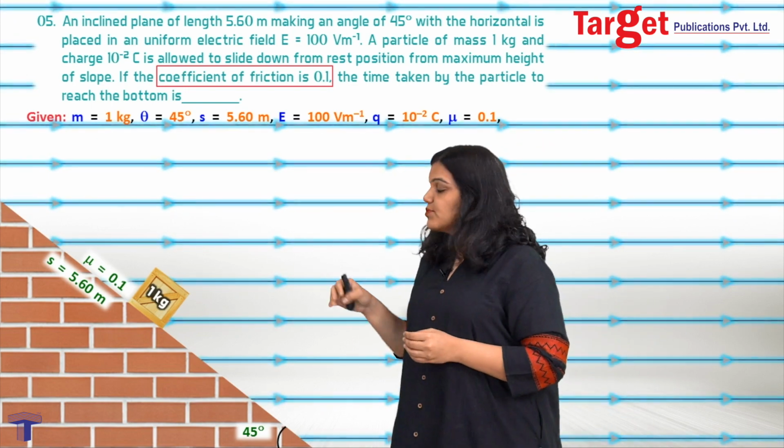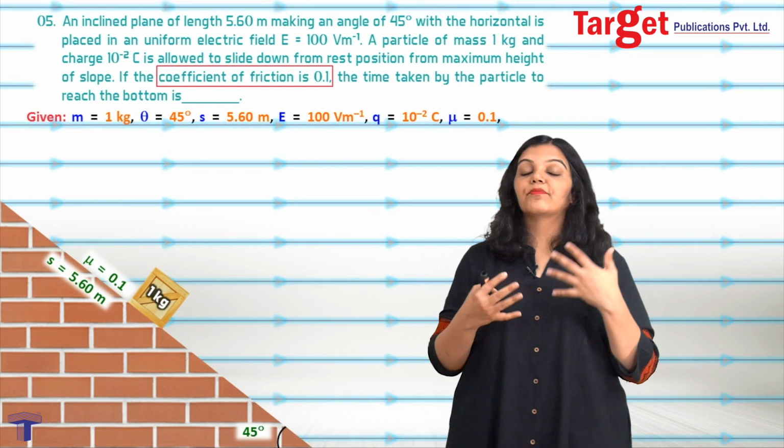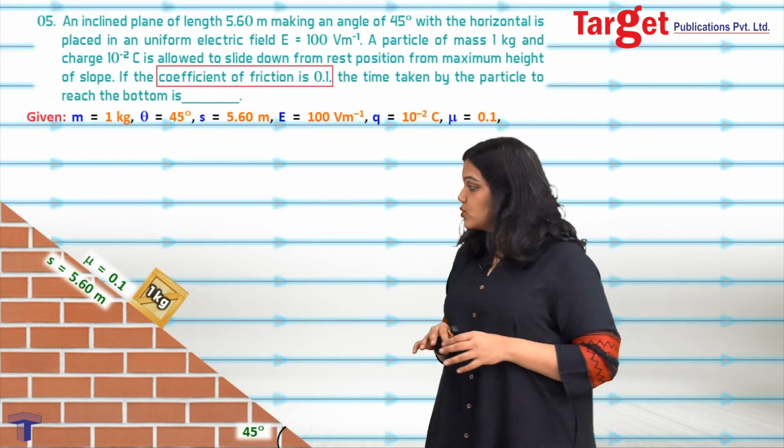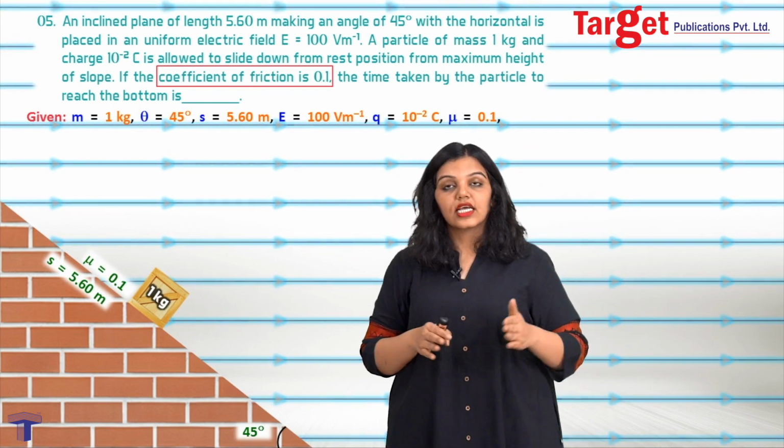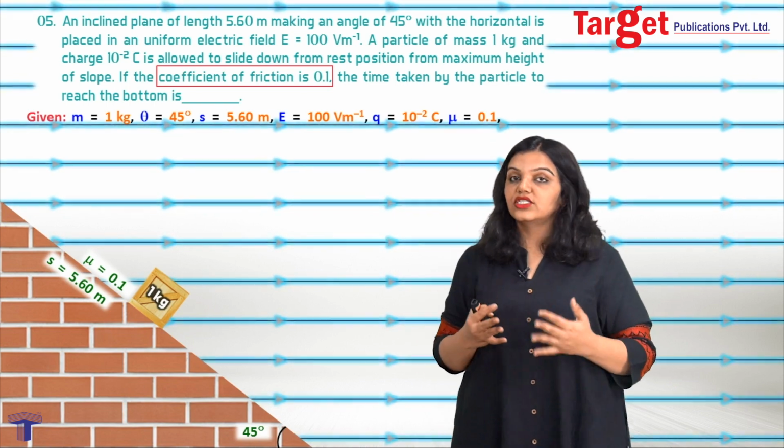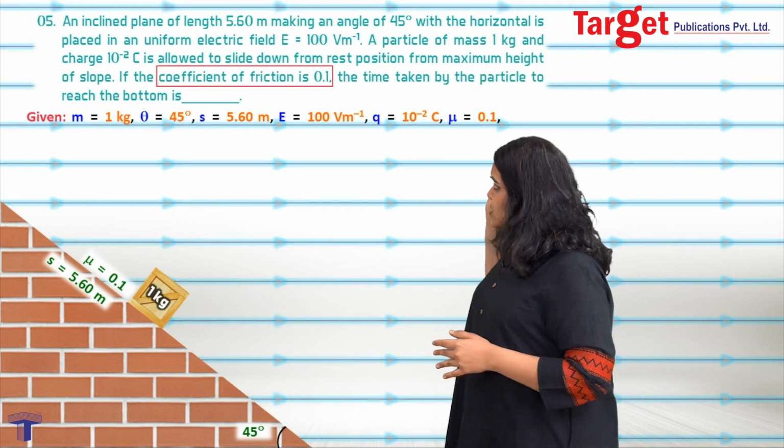Now, of course, we have drawn this particle like a box, but remember it's only for representational purposes. Don't take us too literally. We don't know what this particle is, but we know it's a 1 kg particle of charge 10 raised to minus 2 coulomb. So this is all the given data.